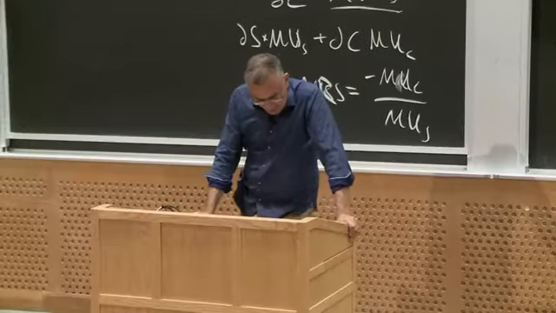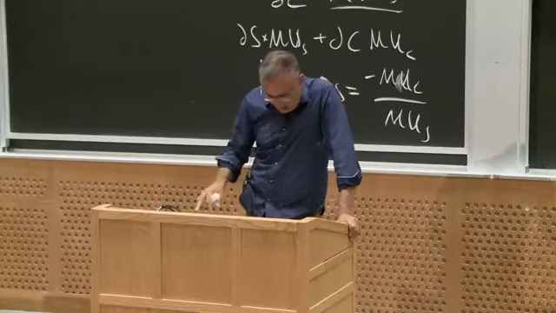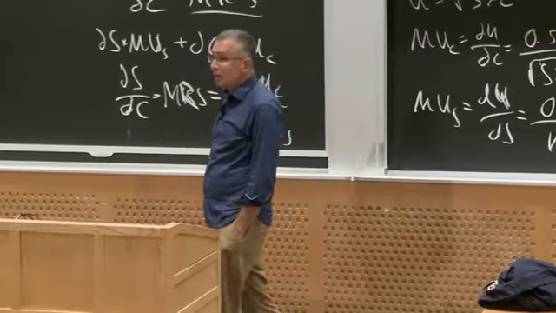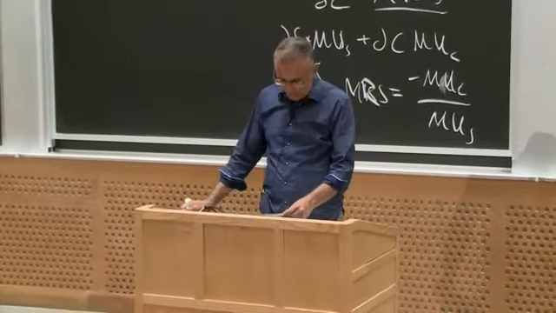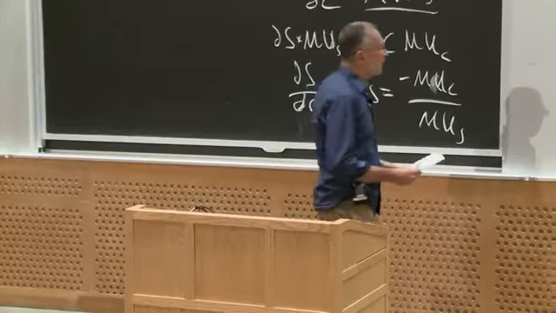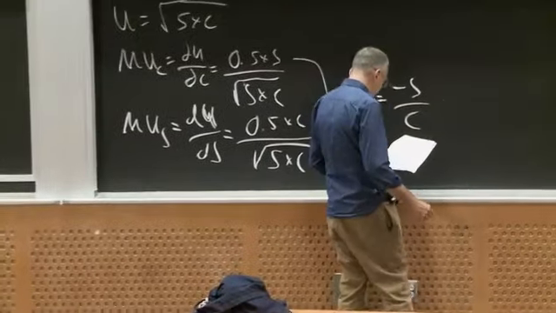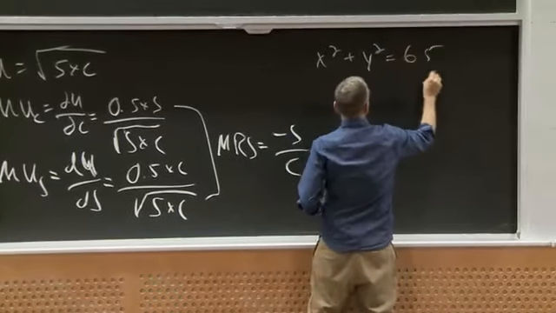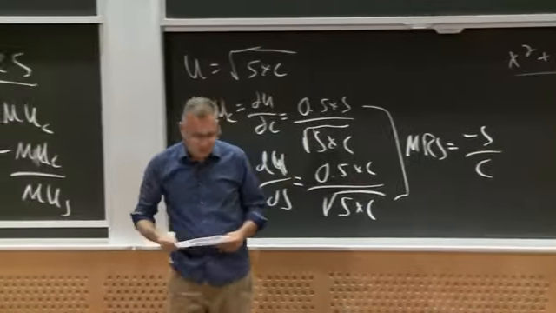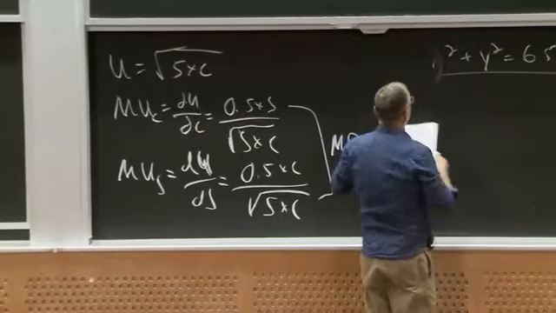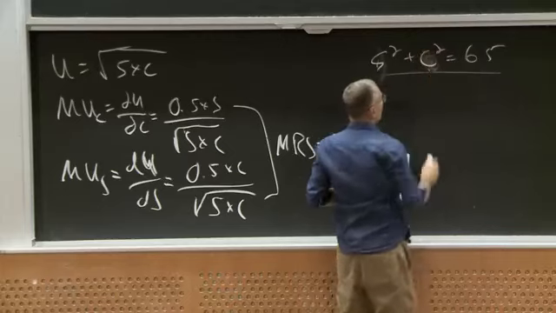Now, I'm sorry, it's convex to the origin, my bad. Convex indifference curves. Consider what life would be like with a concave to the origin indifference curve, as in figure 2.7. We often do proofs by the negative. Figure 2.7 is drawn for the utility function x squared plus y squared equals 65. That's the utility function that's graphed there. I shouldn't say x and y. I should say s squared plus c squared equals 65.